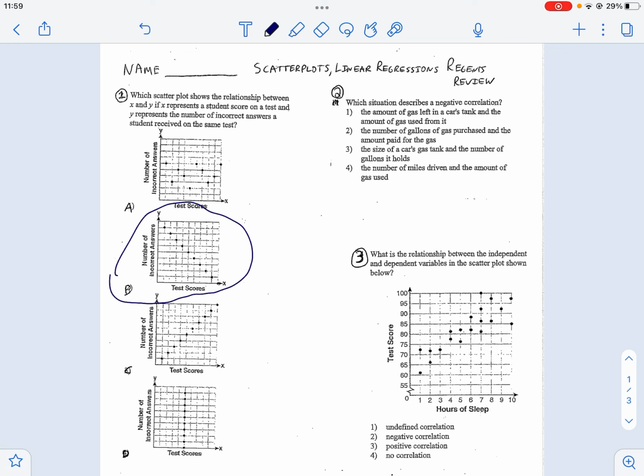So if we have a high number of incorrect answers, we'll see we have a low test score. If we have a low number of incorrect answers, we have a high test score.